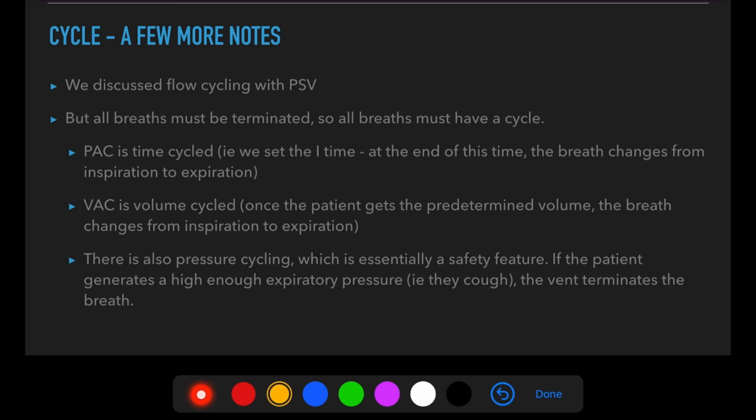There is also pressure cycling, which is essentially a safety feature. If the patient generates a high enough expiratory pressure, i.e. they cough when the vent is trying to give them a breath, the vent's going to terminate that breath. You don't want the vent to try to override this massive exhalation from a big cough from a patient and just force more air into them. Just going to cause some barotrauma, make the patient very uncomfortable and very unhappy.